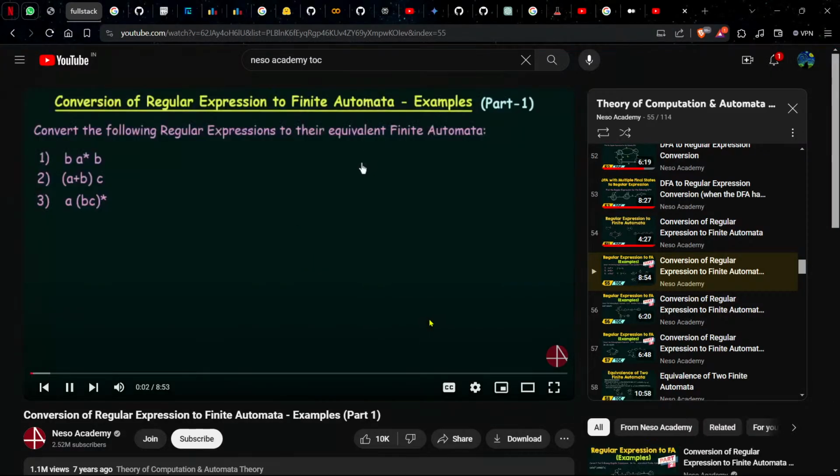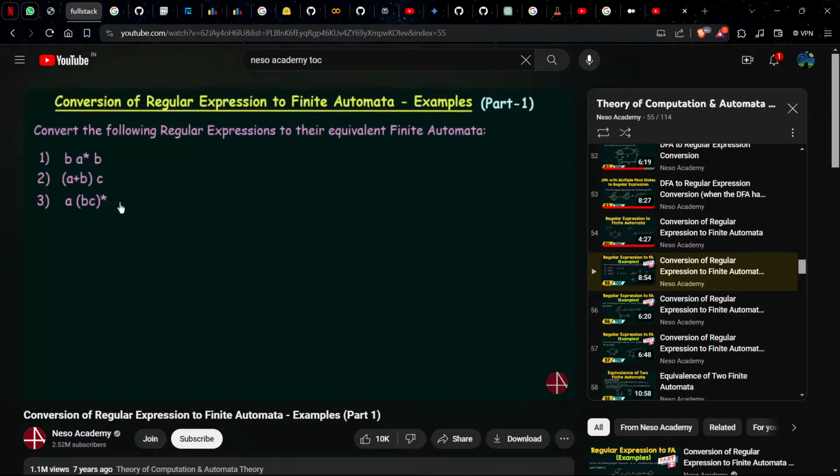In the last lecture, I have taught you the rules that we need to remember for converting regular expressions to their equivalent finite automata. So in this lecture, we will be using those rules, and using those rules, we will be trying to convert these given regular expressions to their equivalent finite automata. Okay, so let's get started. So here we have three expressions, and we'll start with the first one.